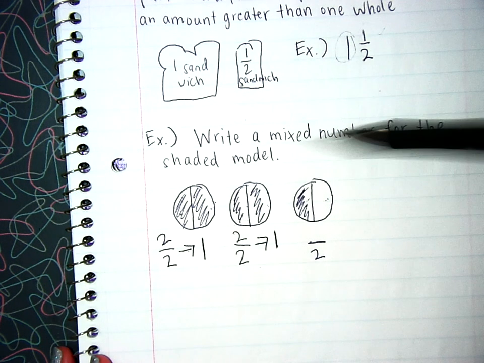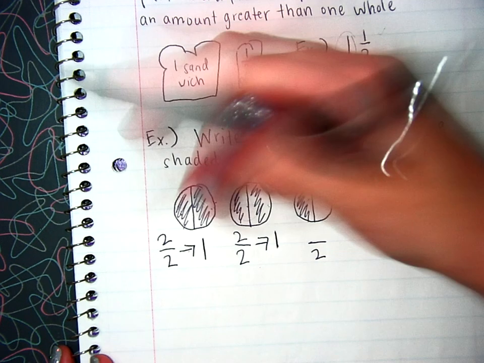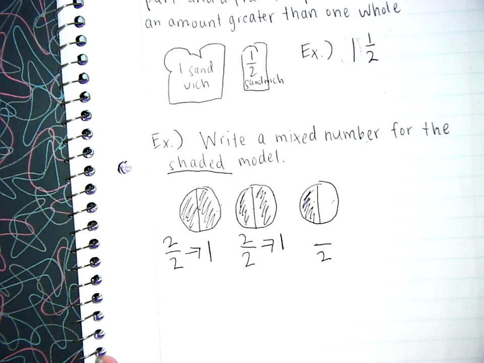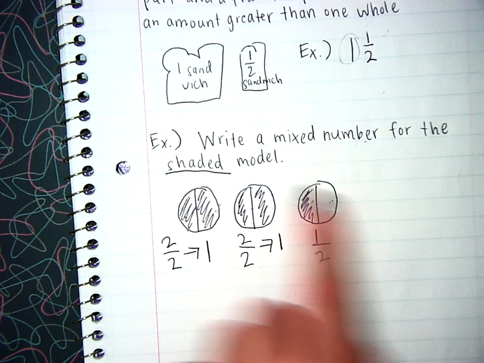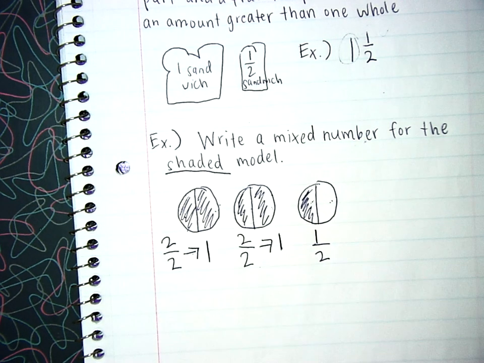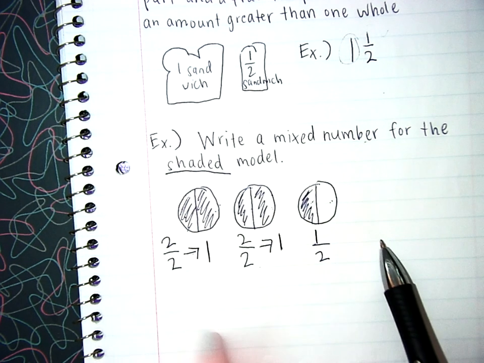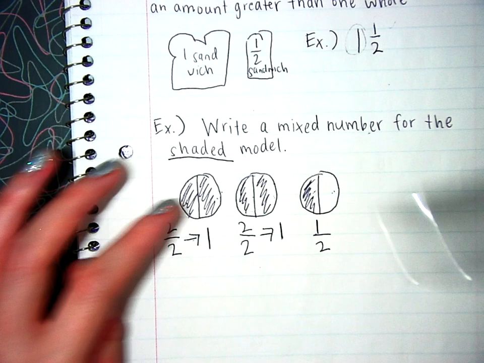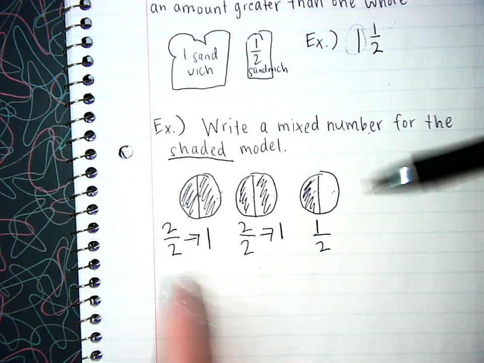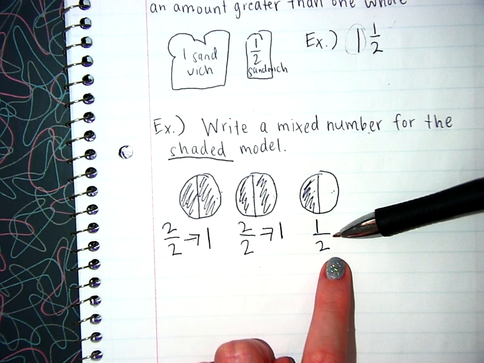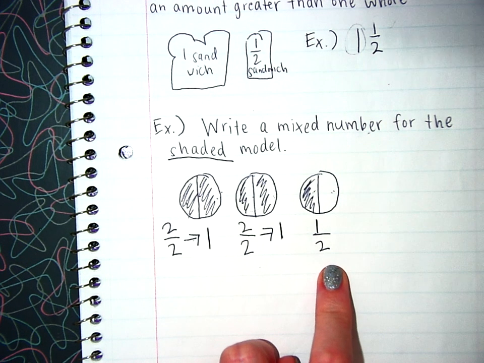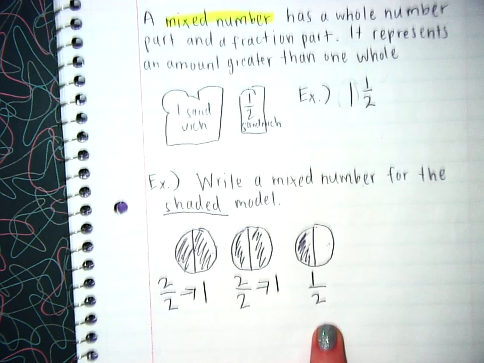And remember, I'm trying to write a mixed number for the shaded model. So right here would be 1 half. The whole is not shaded, therefore it's not a whole number. So now I must write the mixed number for the shaded model. In this case, what you're going to do is add up the whole numbers first, and then you add the fraction part at the end.